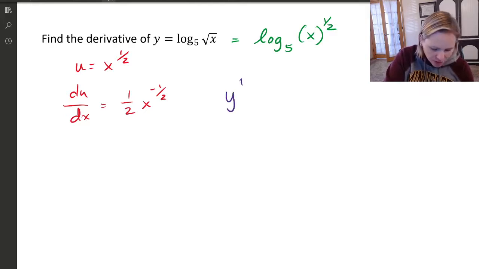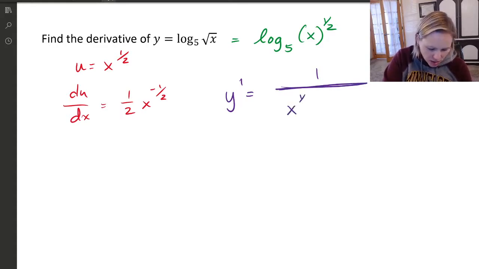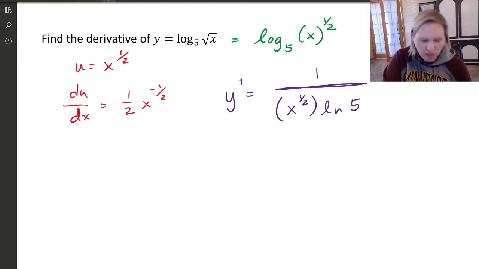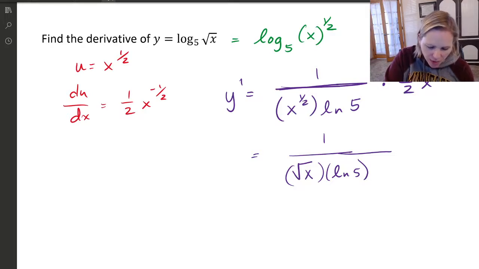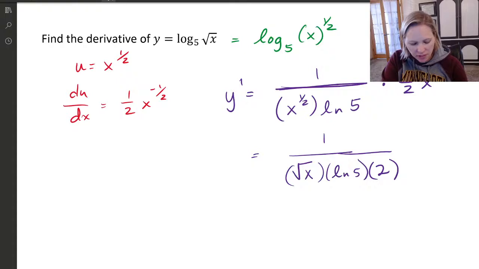So y prime equals 1 over u, so x to the 1/2, times the natural log of the base, natural log of 5, times du dx. Whew, that was a lot. So let's clean it up a little bit. 1 over, and I'm going to rewrite this as the square root of x times natural log of 5. And then this 1/2, I'm going to put the 2 in the bottom. And then x to the negative 1/2.